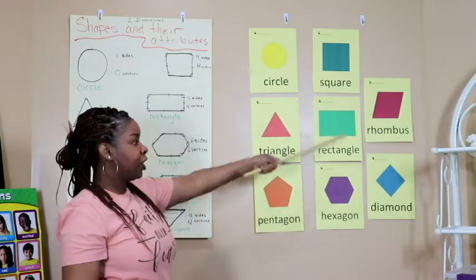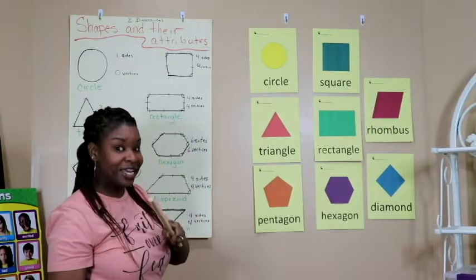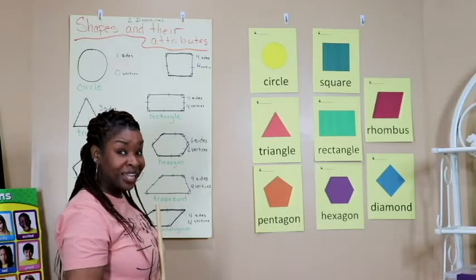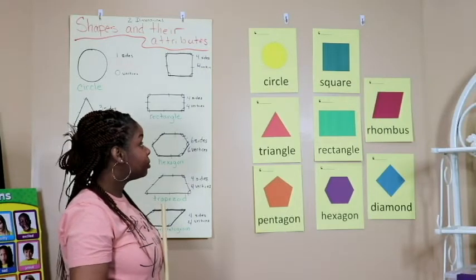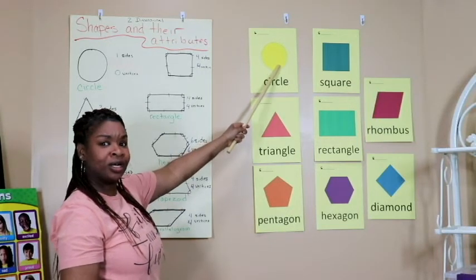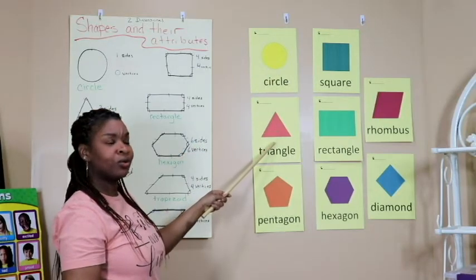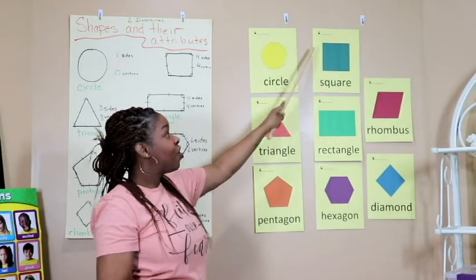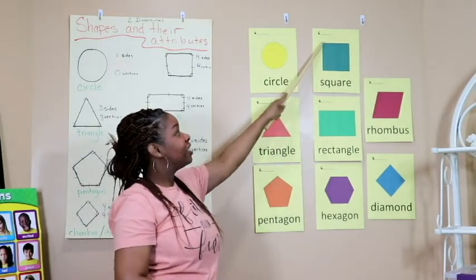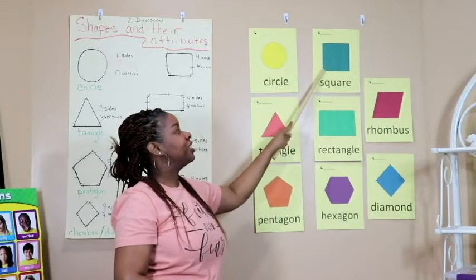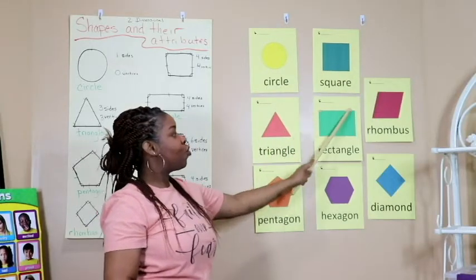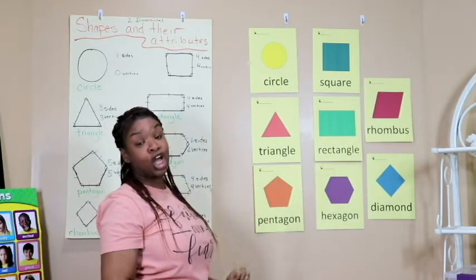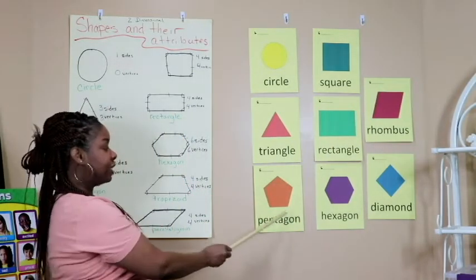One of these shapes up here that we already did has 4 sides and 4 vertices. Who can tell me what that shape is called? Is it the circle, triangle, or the square? Yes, it's the square. 4 sides, 4 vertices. Rectangle, 4 sides, 4 vertices. Good job. We're going to move on to the pentagon.